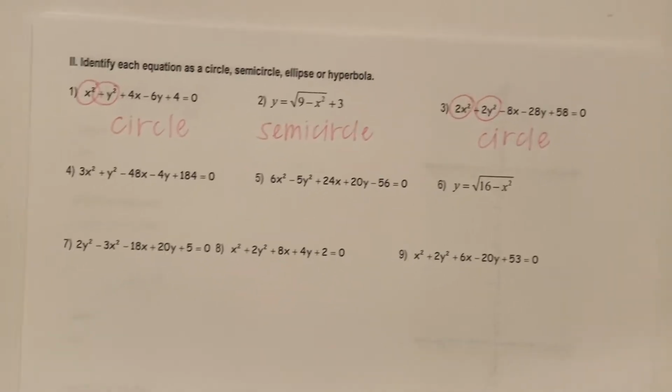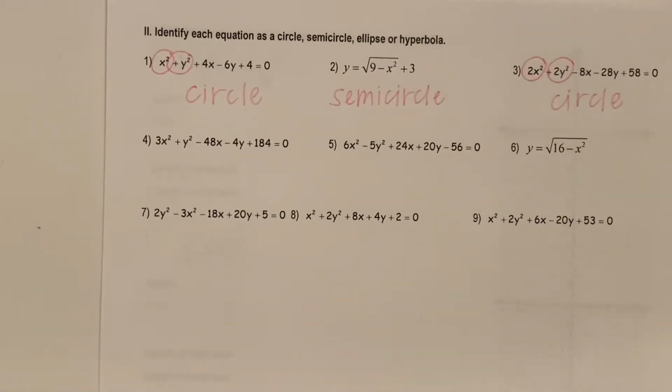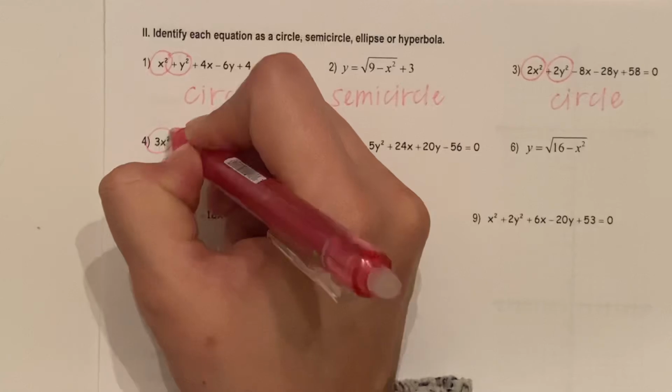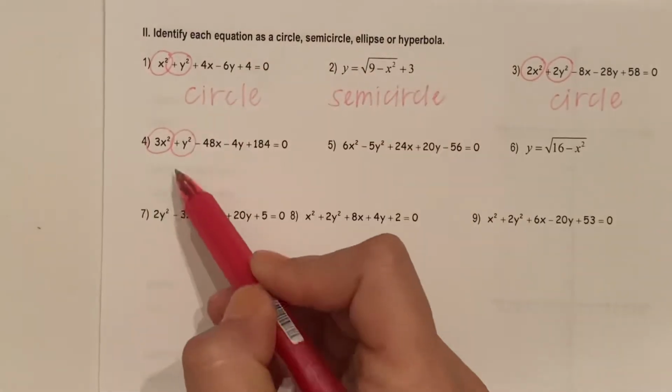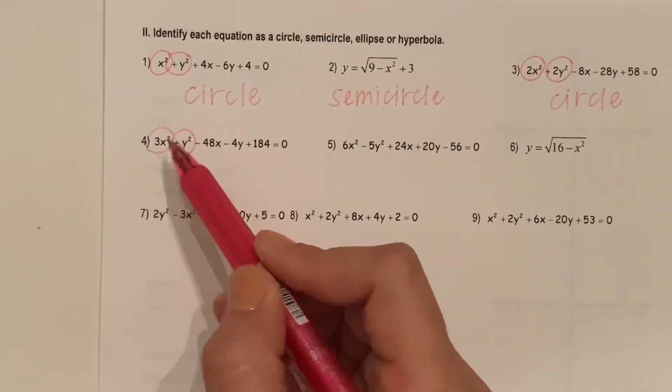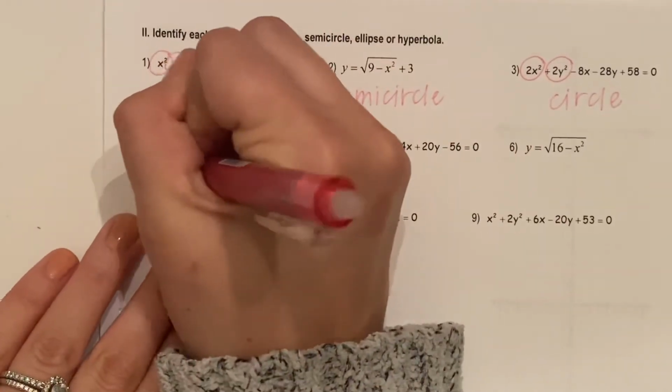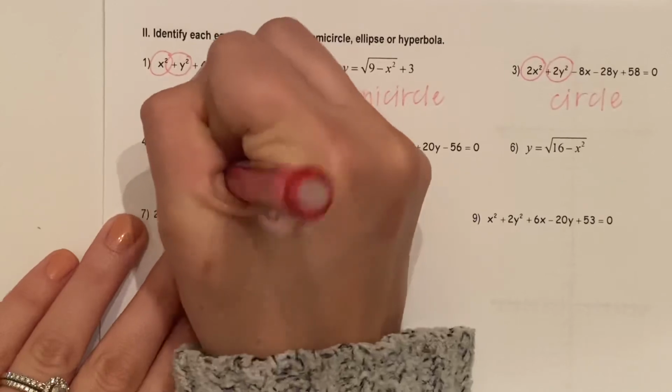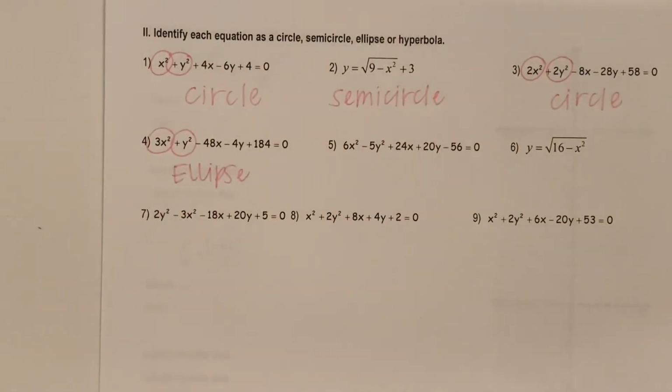Okie dokie. Number 4, let's look at A and B. Ooh, they're different, but they're still positive. So that would be ellipse. If it was negative, it'd be a hyperbola.